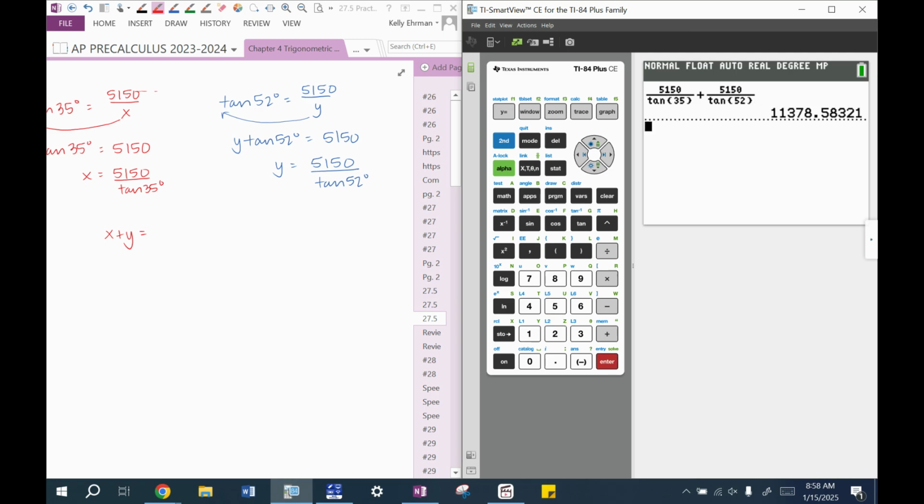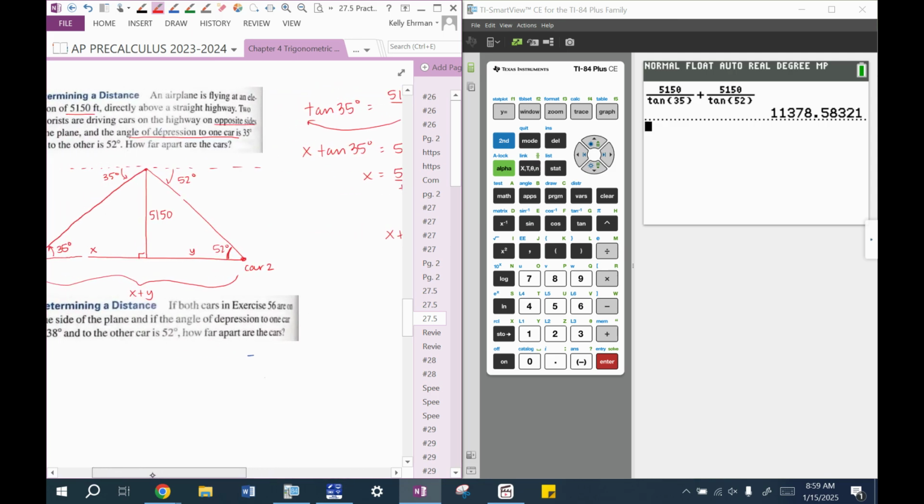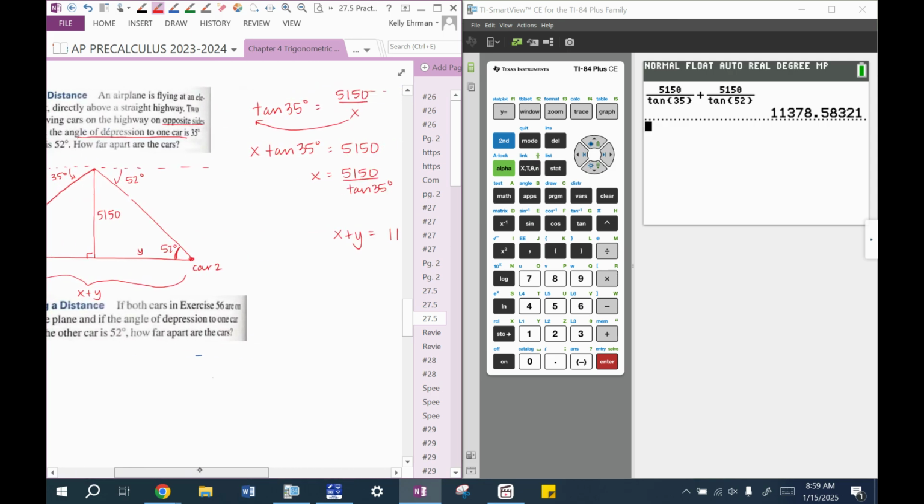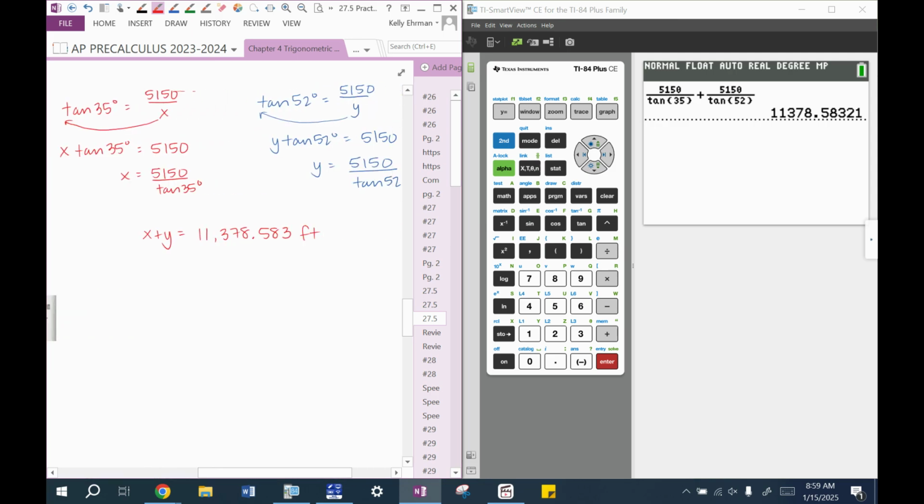And now this is the answer I can round to three places. So I'm getting 11,378.583. And this is measured in feet because the 5,180 was measured in feet. So that's our total distance between the two cars.